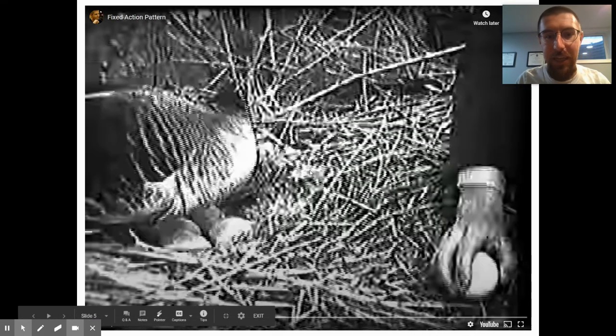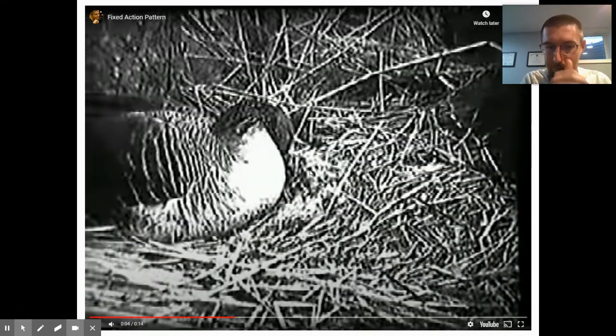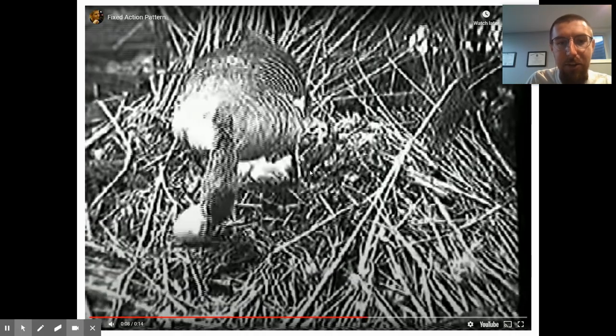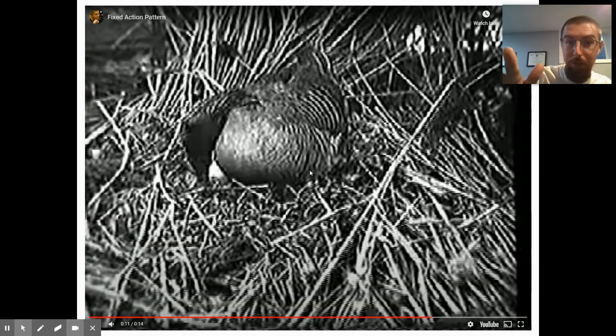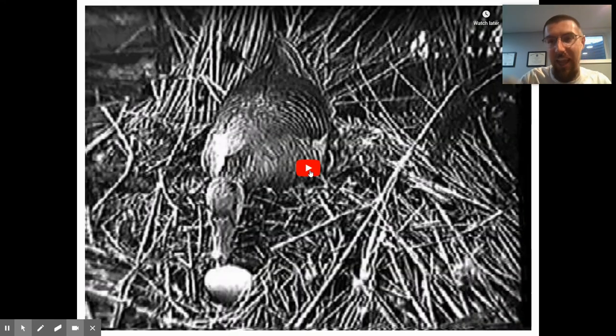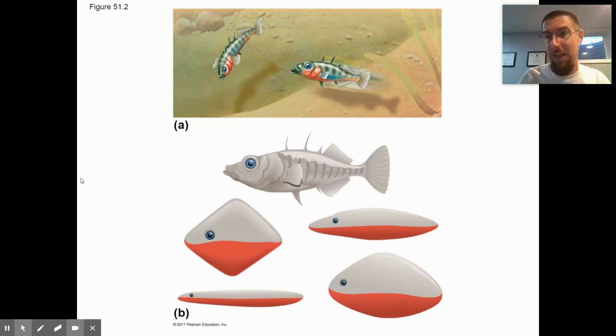So let's see if I can play it. Here's the egg being taken away, and that actually is kind of premature. So here is the female rolling the egg back underneath its body because it's rolled out. Here's a scientist taking it away, and the bird is continuing to scoop the egg underneath itself, even though it's not there anymore. That would be a classic definition of a fixed action pattern.